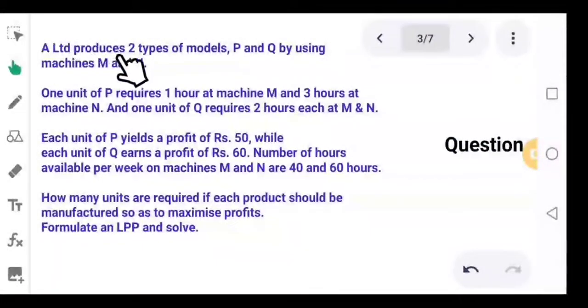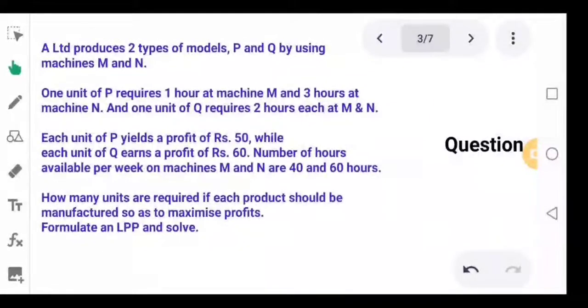A Limited produces two types of models, P and Q, by using machines M and N. 1 unit of P requires 1 hour at machine M and 3 hours at machine N. And 1 unit of Q requires 2 hours each at machine M and N. Each unit of P yields a profit of rupees 50, while each unit of Q earns a profit of rupees 60. Number of hours available per week on machines M and N are 40 and 60 hours. How many units are required if each product should be manufactured so as to maximize profits? Formulate LPP and solve.